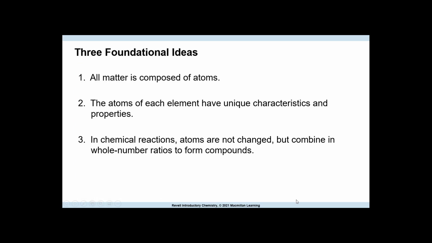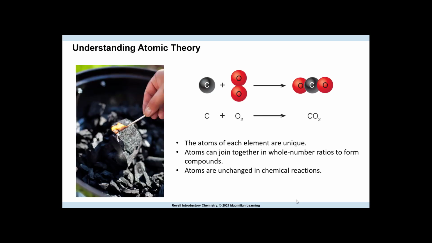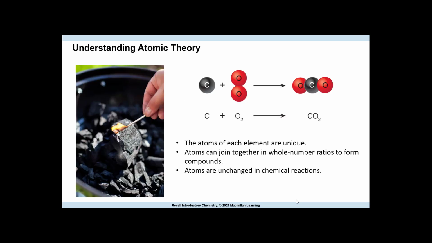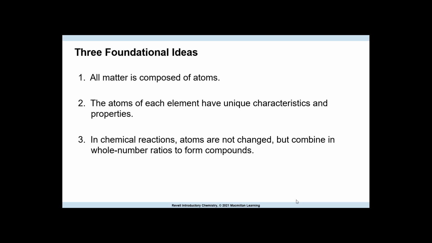And your book wants to point out 3 of the foundational ideas that are the most important. All matter is composed of atoms. The atoms of each element have unique characteristics and properties. That's very similar to what I just broke down. Carbon has its own properties and characteristics. Oxygen has its own properties and characteristics. And CO2, what has been produced from them. Carbon atoms still exist. Oxygen atoms still exist. However, now that they formed a new substance, which is CO2, CO2 has its own unique properties and characteristics.